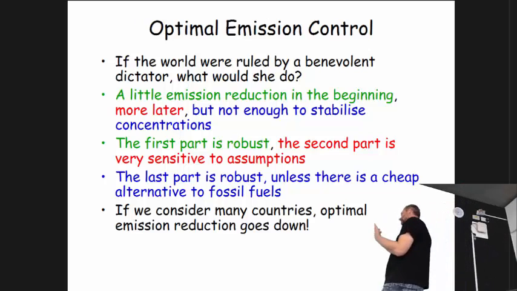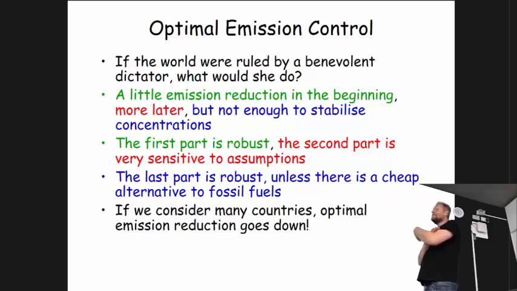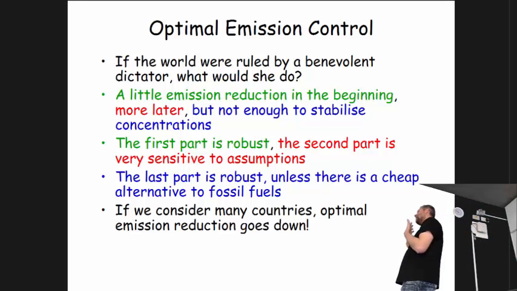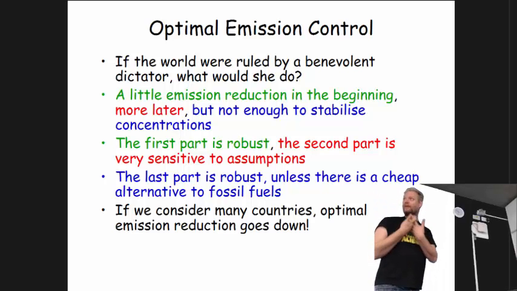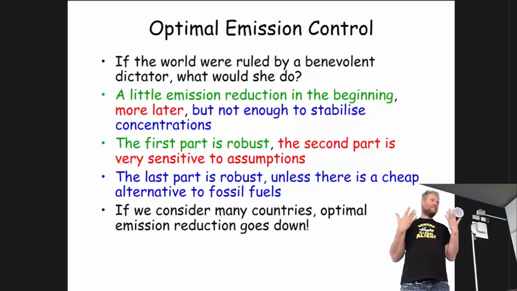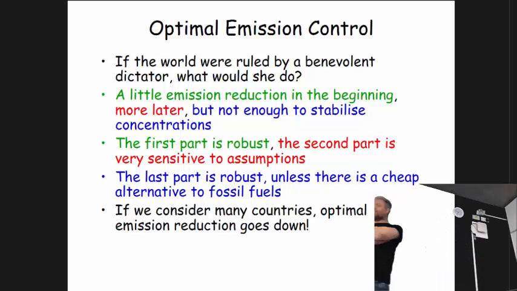What did Nordhaus in 1992 say? Essentially he asks the question, if the world were ruled by a benevolent dictator, what would she do, right? So we have a philosopher queen, and her aim is to maximize global welfare, not just of all the people in the world at the moment, but over time, right?